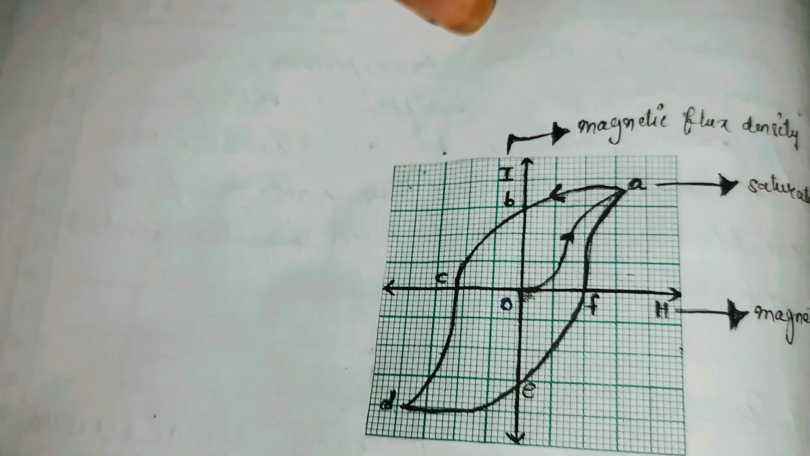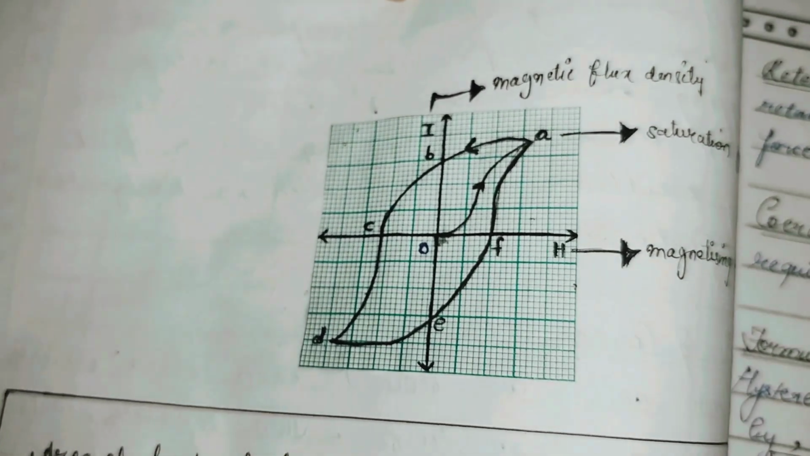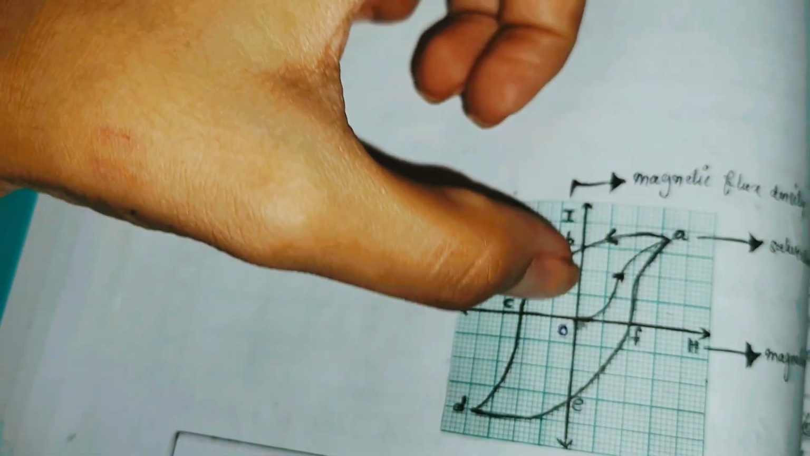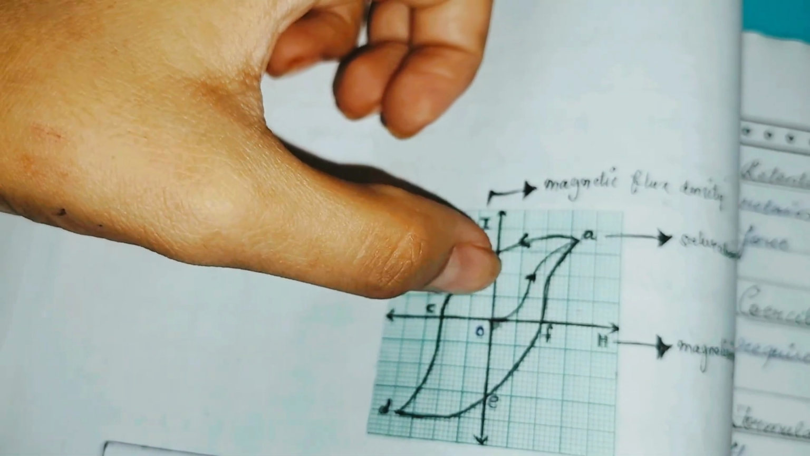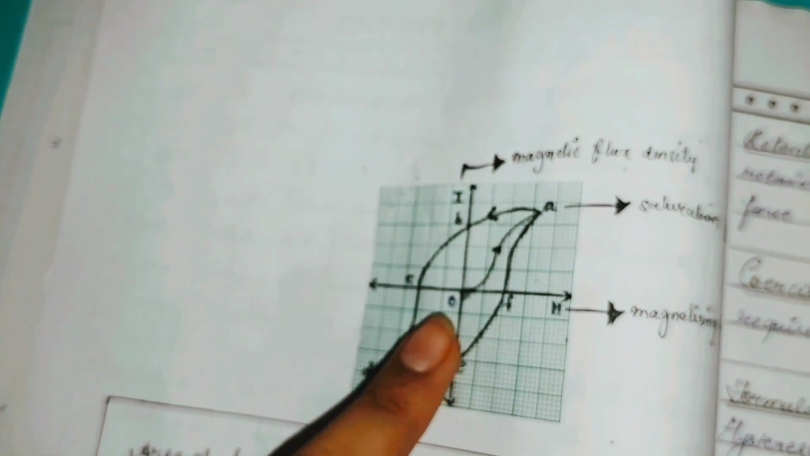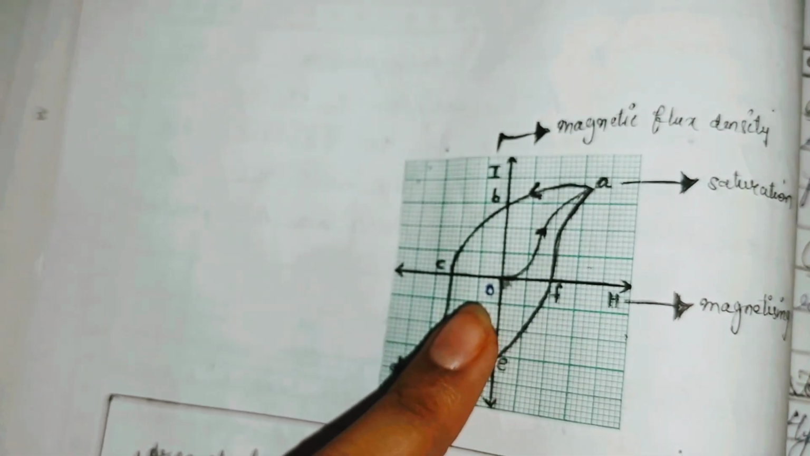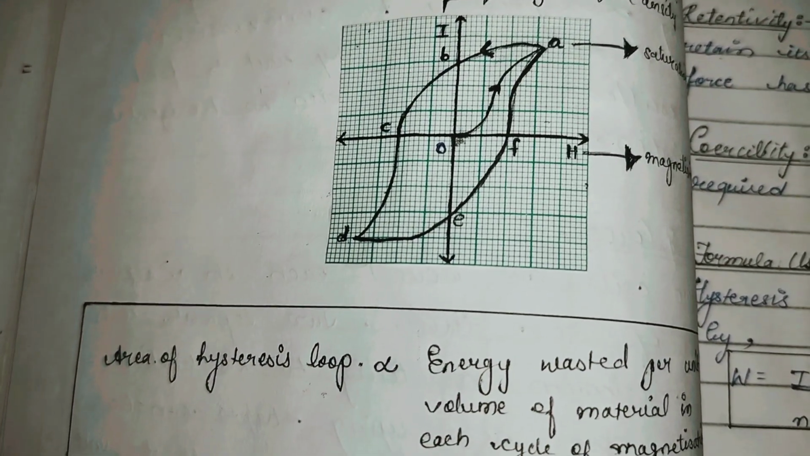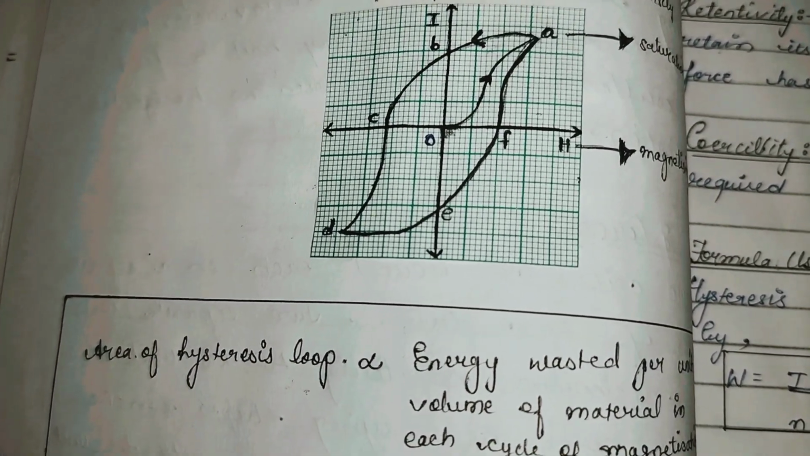The loop is formed because B lags behind H. This is hysteresis. The area inside the loop represents energy loss per cycle. This energy is converted into heat in magnetic materials. Just like friction causes heat in moving parts, magnetic domains resist change and produce heat.